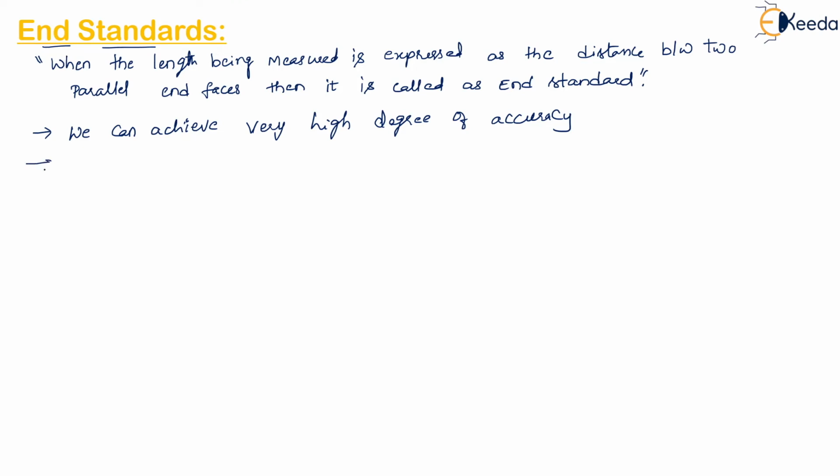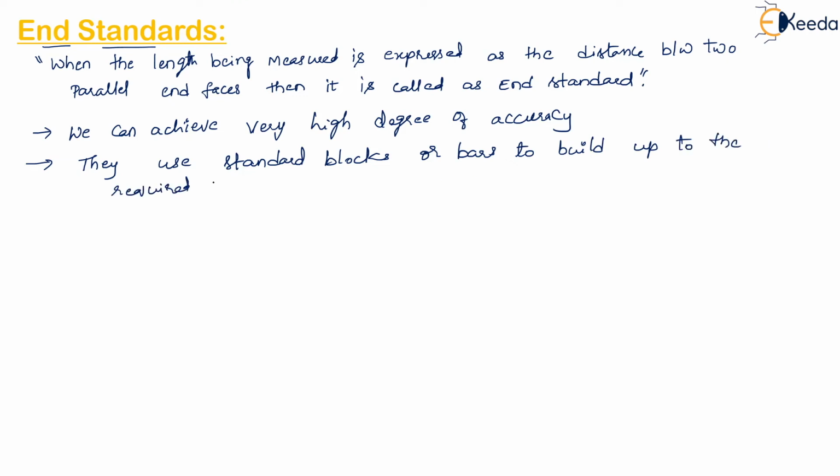So what do they consist of? These end standards consist of standard blocks or bars to build up the required length. Examples for end standards are slip gauges, gap gauges, end of micrometer, anvil, etc.